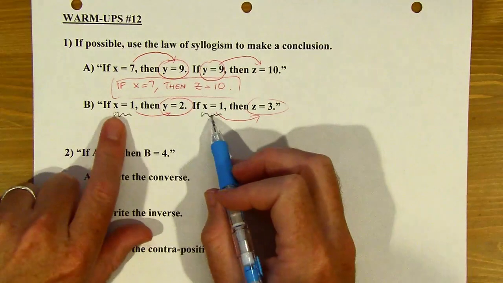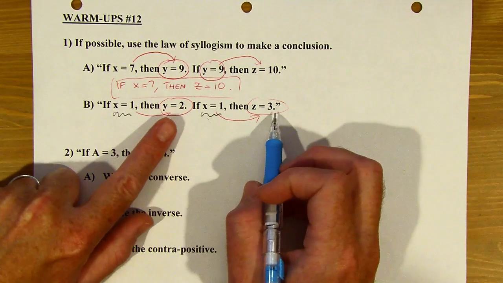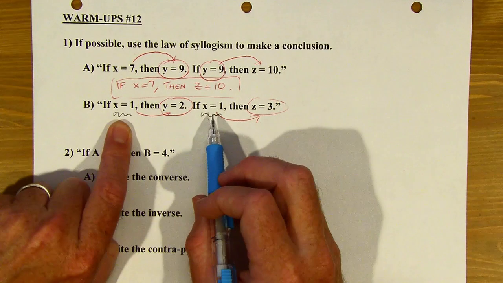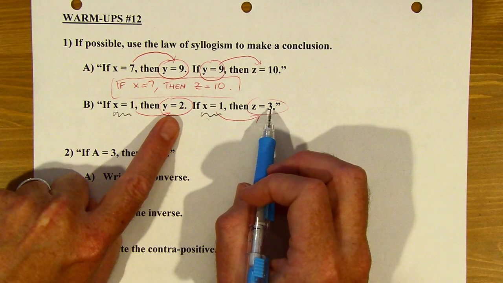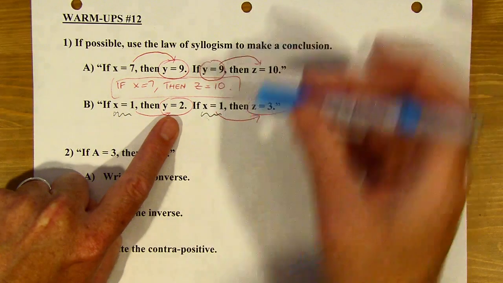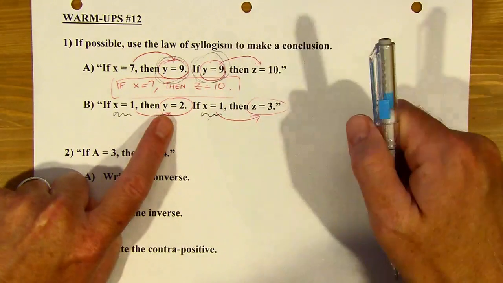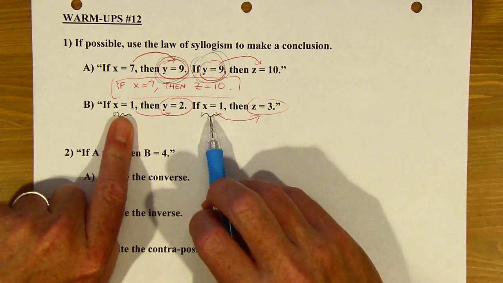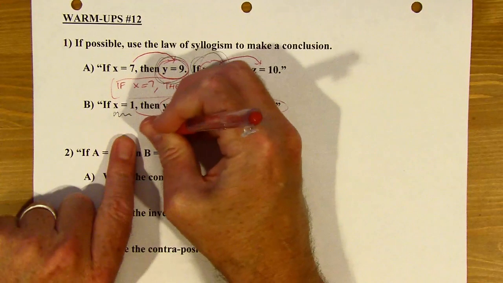But each one of those is a hypothesis, and they lead to different conclusions. So if I'm thinking about this as a story, yeah, I know x equals 1 is the beginning of my story, but which one of these is the end of my story? I don't know which one comes first. So I can't use the law of syllogism. Your matching pieces have to be, one has to be a hypothesis, one has to be a conclusion. Here, the matching pieces are, each one's a hypothesis. So that doesn't work here. This is going to be not possible.